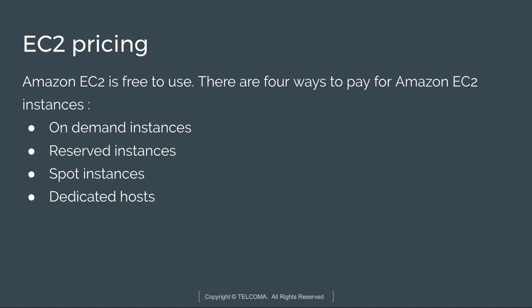Next, we have Amazon EC2 spot instances. They allow you to bid on spare EC2 computing capacity for up to 90% off the on-demand price. Spot instances are recommended for applications that have flexible start and end times. These are for applications that are only feasible at low-cost compute prices. Or these are for users with urgent computing needs for a large amount of additional capacity.